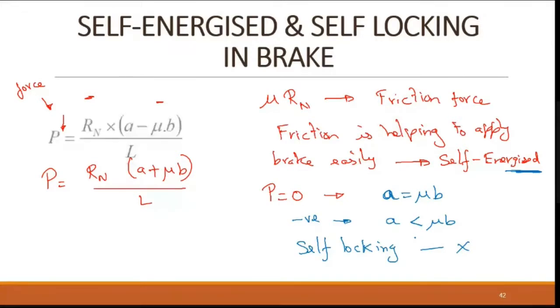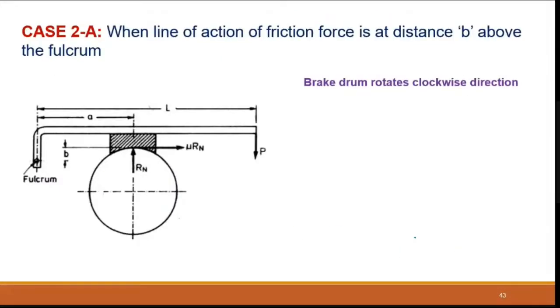Okay, now we'll go for case 2. In this case, your line of friction force is above the fulcrum, which means your fulcrum is below your friction force. Again, I have two conditions. One, when your brake drum is rotating in clockwise. So what will be the formula? I have to take moment at O, the same procedure, and we'll go one by one.